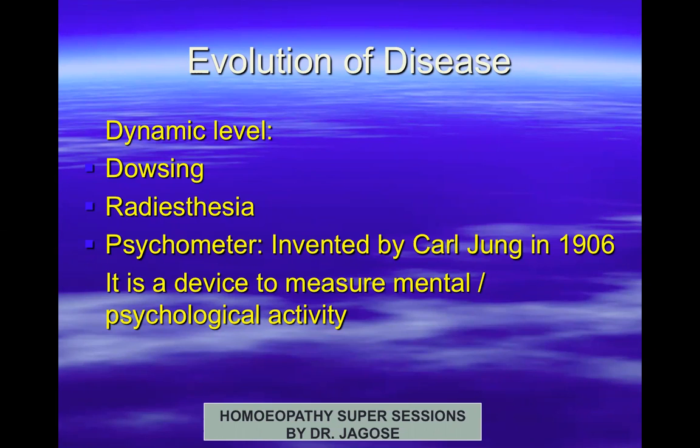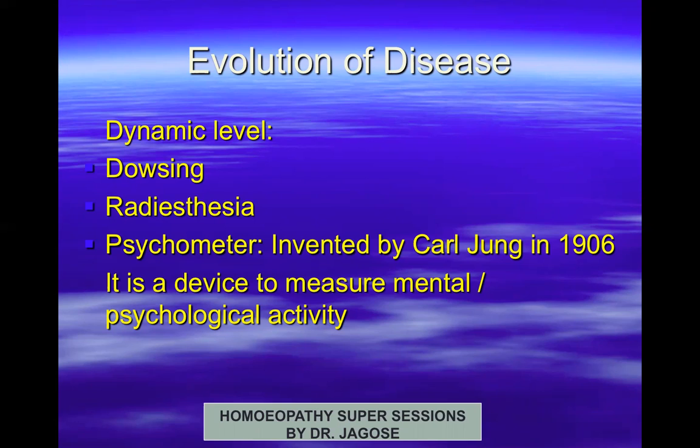Initially, when the vital force is deranged at the dynamic level, it becomes very difficult for the homeopathic physician to identify the disease condition or what is wrong with the patient. However, in the olden days, there were people who were known as dowsers. A dowser uses the method of dowsing, also known as radiesthesia.